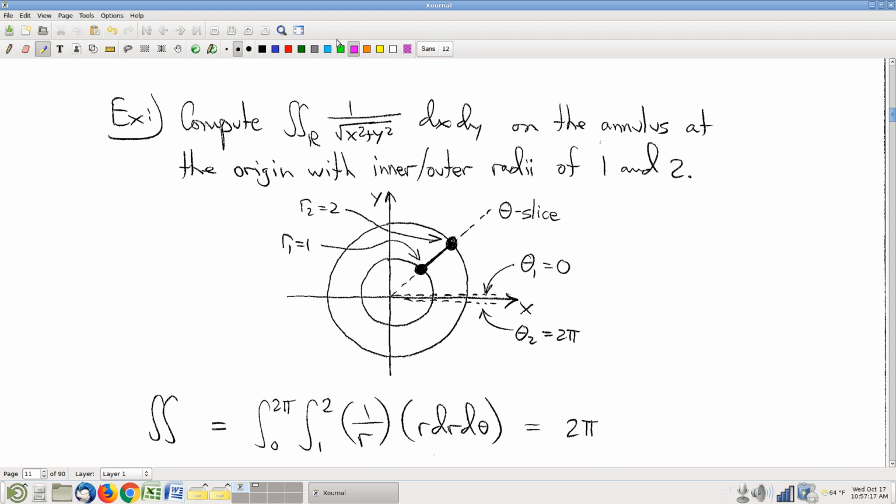This integrand here is not defined at the origin. Right? x and y are both 0. The integrand's not even continuous. What's an integral of a function that's not continuous on the domain? We don't even have a definition of that. It's a big problem. Right? So you can't do that.